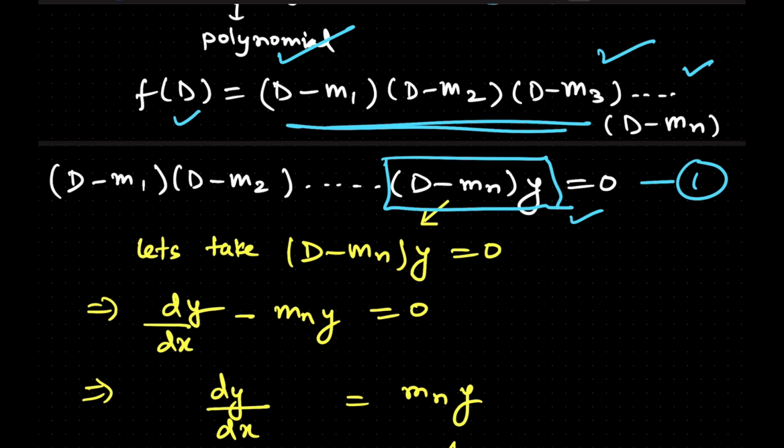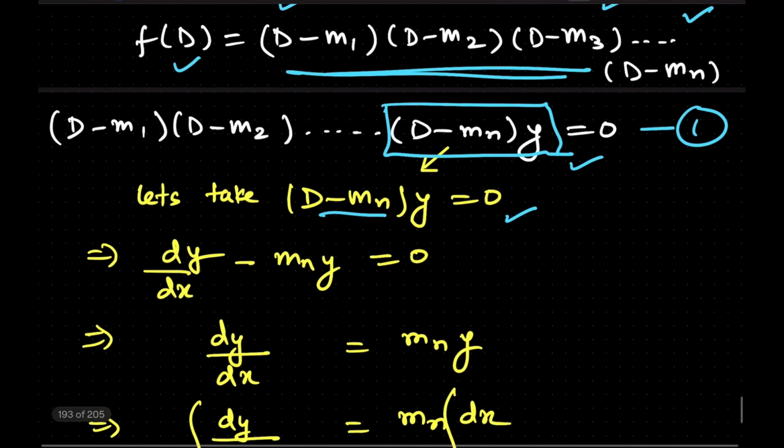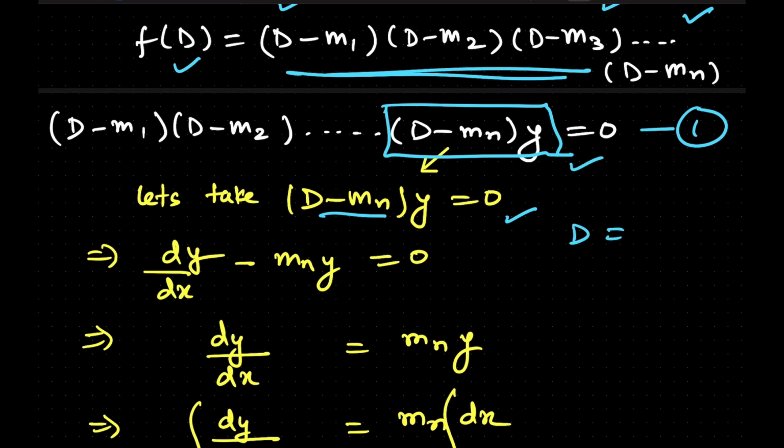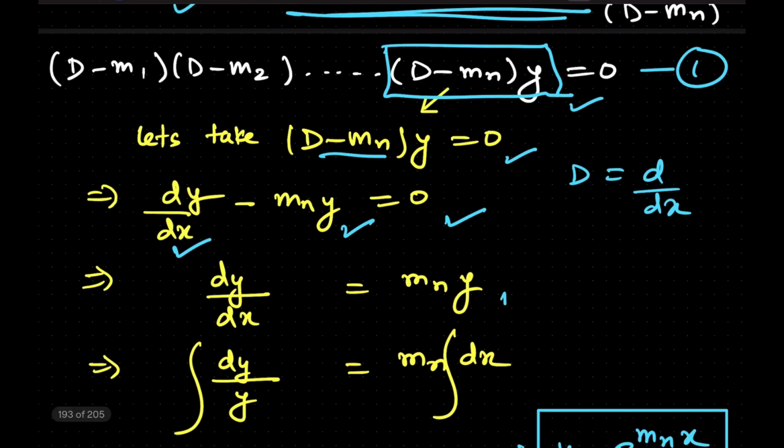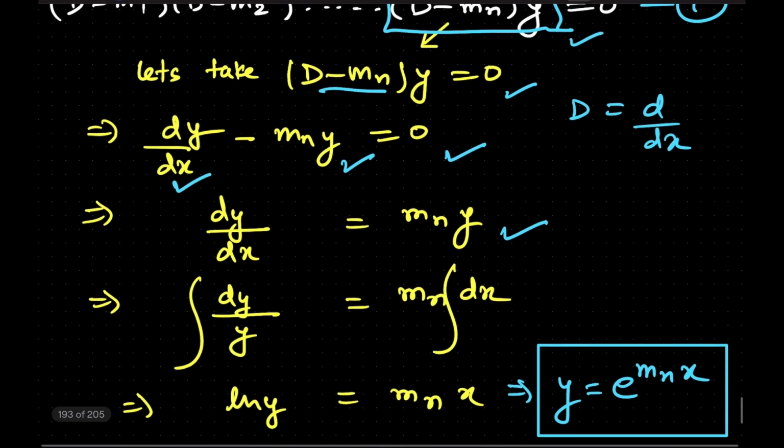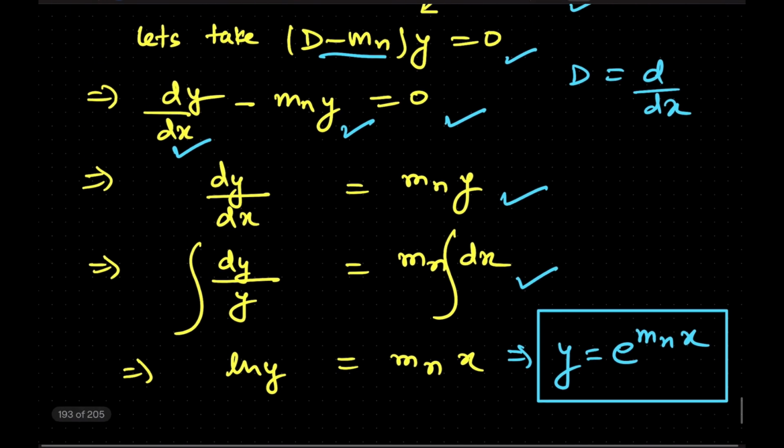If you take (D minus mn) y equal to 0, in place of D you can write d by dx. So this will become dy by dx minus mn into y equal to 0. Now you just rearrange it and apply the variable separable method. Integrate both sides, and you will finally find that y is equal to e to the power of mn into x.